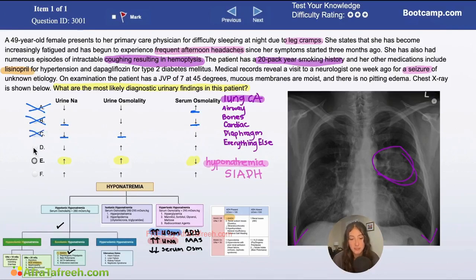Looking at option D, where we have a decreased urine sodium, we have an increased urine osmolality and an increased serum osmolality. So this increased serum osmolality again should key you in that this is not the right answer because this would be a hypertonic hyponatremia, so not a great fit, and we can cross that one off immediately. Option E was our correct answer. Then option F, again, is another one of those hypertonic hyponatremias, and again, this is going to be an incorrect answer.